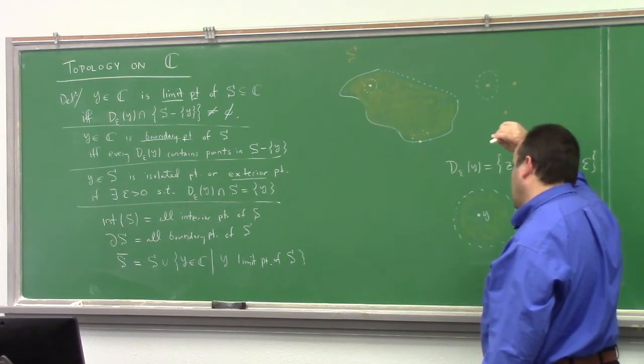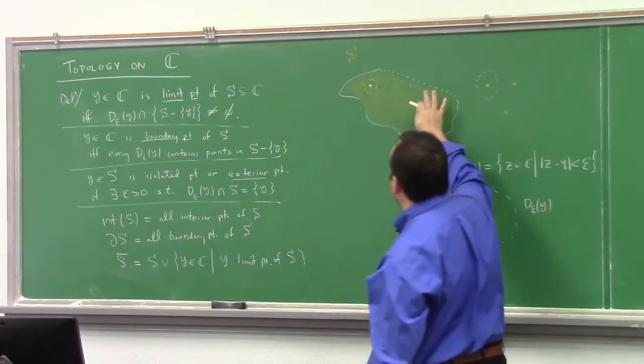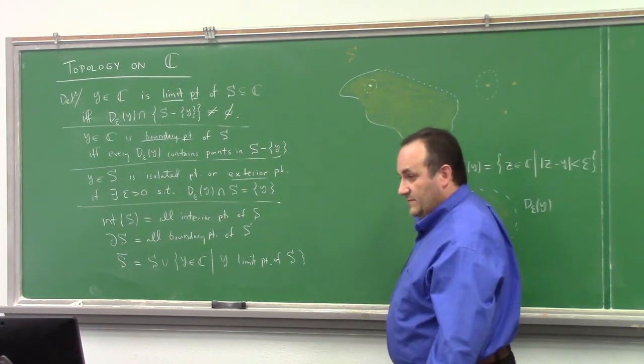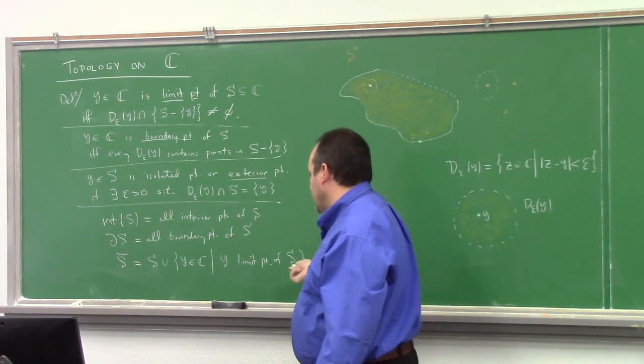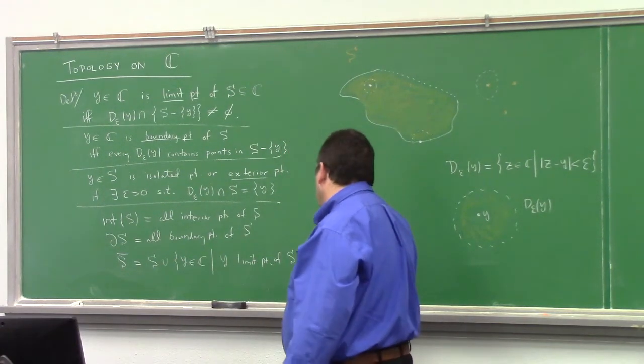So the limit points here include what? The interior points as well as the boundary points. They call that the closure. The closure of a set: you take the set, union all its limit points. This is the so-called closure of the set.